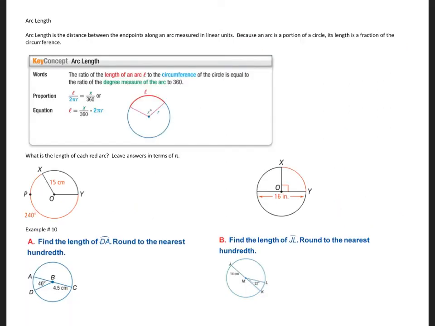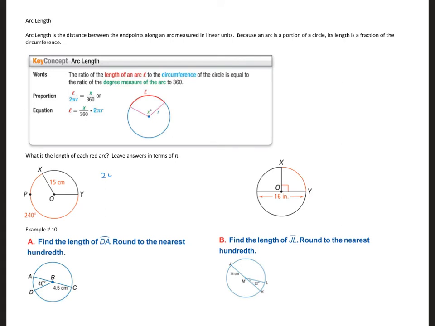So one more thing we could do is find the distance between the endpoints along the arc, measured in linear units. If we do that, we're talking about arc length. An arc is a portion of a circle, so its length is a fraction of the circumference of that circle. So all I have to do is find the given arc, and I'm going to take that arc measure over 360, and then multiply it by the circle's circumference. So here I see that the red arc is 240 degrees.